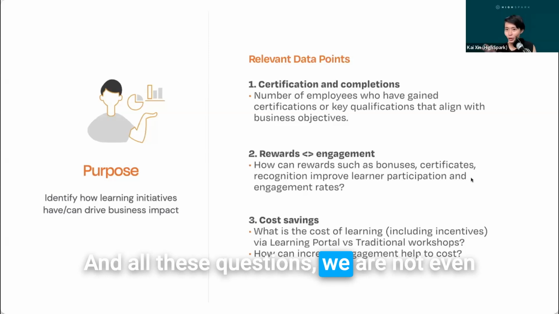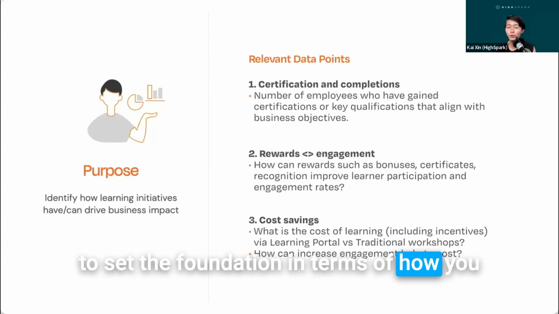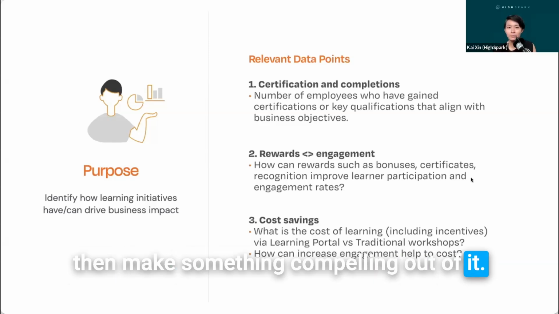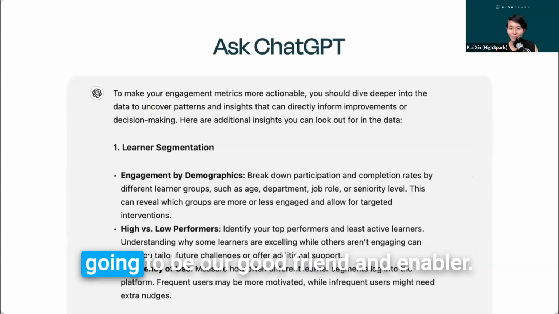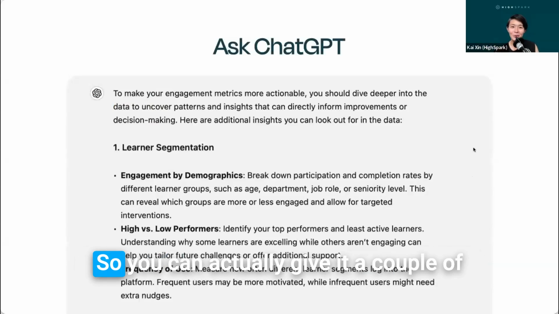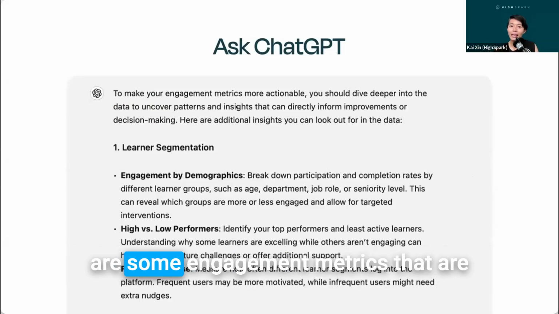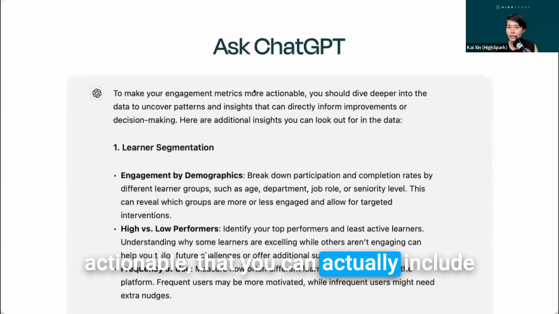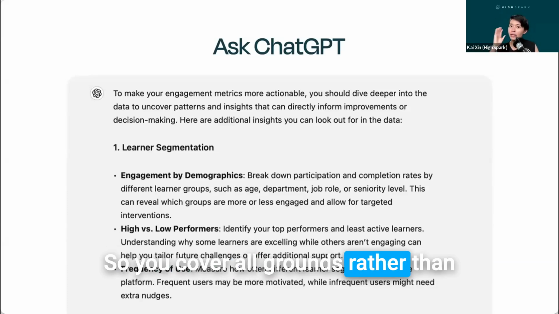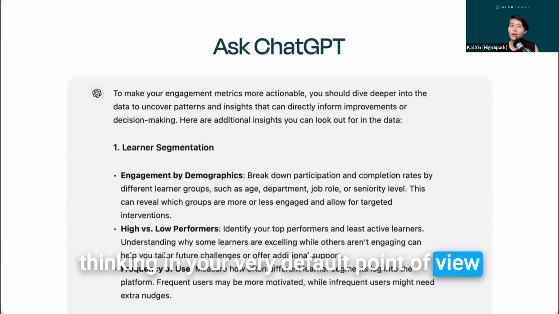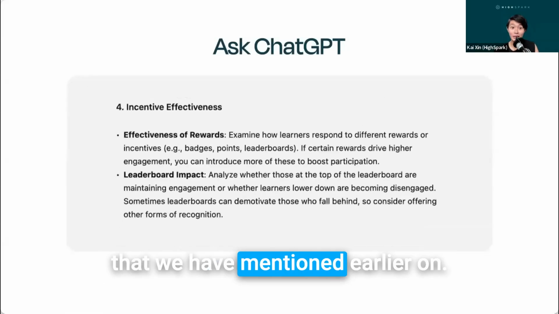And all these questions, we are not even tackling the data yet, but it's very important to set the foundation in terms of how you then make something compelling out of it. And if you're not so sure where to start, now we are at the age where AI is going to be our good friend and enabler. So you can actually give it a couple of prompts, and it can even suggest to you what are some engagement metrics that are actionable that you can actually include in your presentation to have the narrative. So you cover all grounds rather than thinking in your very default point of view as to how you typically would present. And these are just a few examples that we have mentioned earlier on.